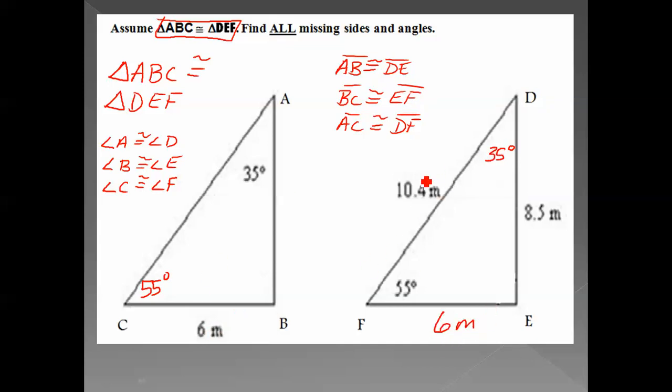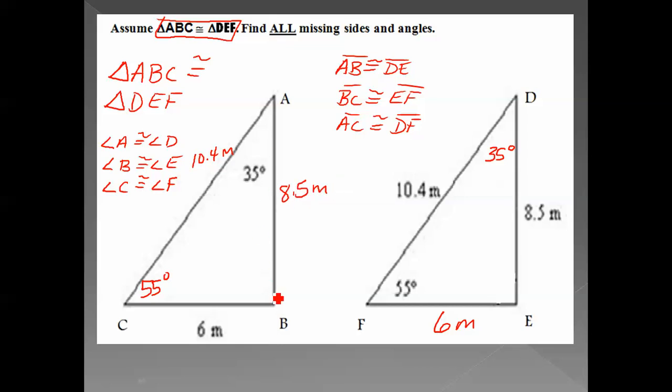We know that DF is 10.4, so here's 10.4, which is congruent to AC. So if DF is 10.4, AC must be 10.4. We also know DE is 8.5. Here's DE. DE is congruent to AB. So if DE is 8.5, then AB is 8.5.